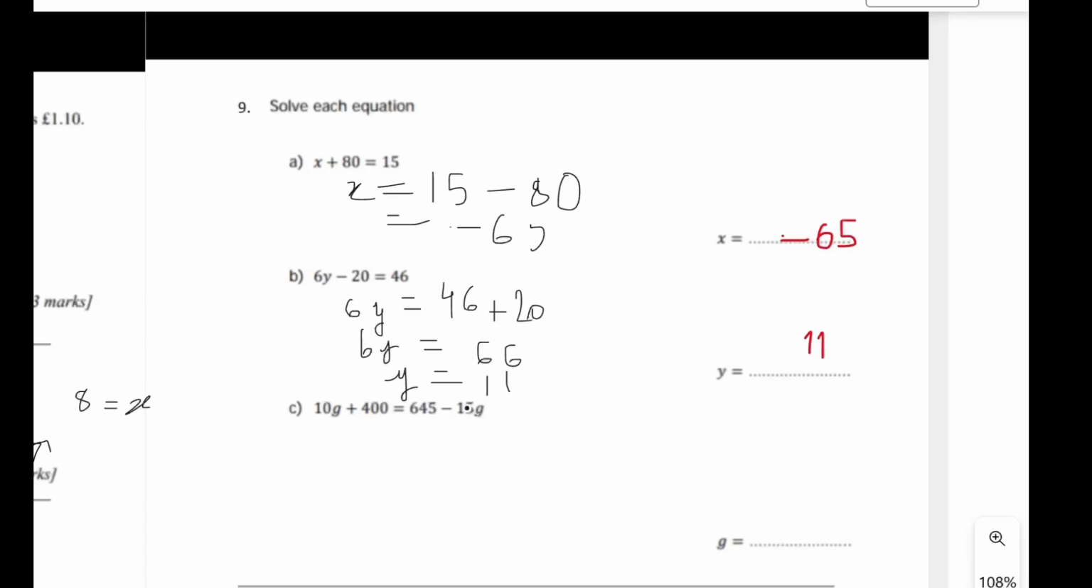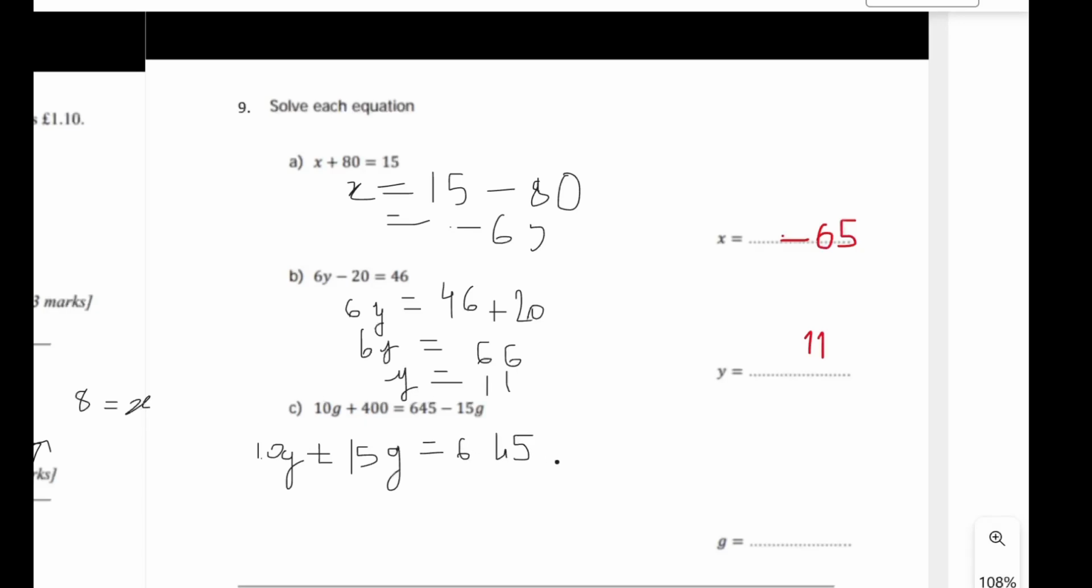Now this last one is sort of more complicated. We are going to first deal with the g's. Add 15g to both sides. If we add 15g to both sides, 10g plus 15g, actually let's try and line up these equal signs. So I'm going to start a bit more here. 10g plus 15g, and then we are going to subtract 400 from both sides.